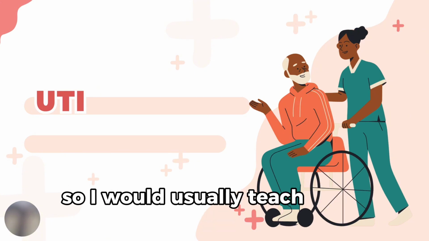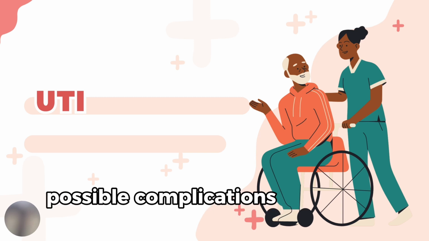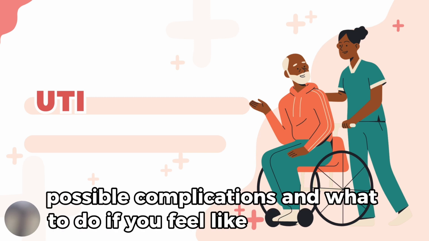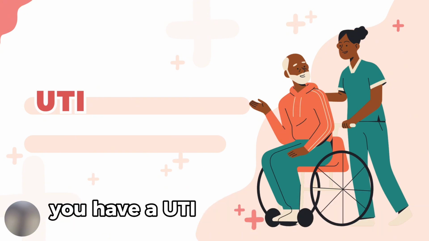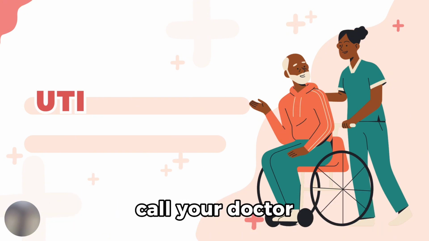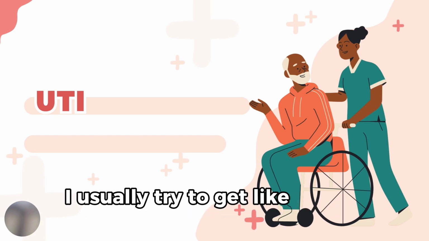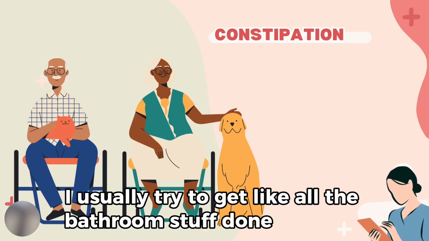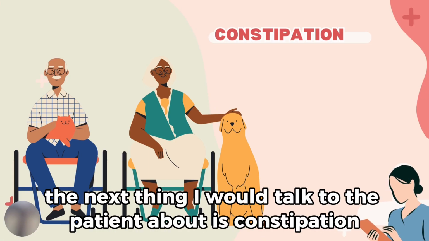So I would usually teach signs and symptoms, possible complications, and what to do if you feel like you have a UTI. If you suspect that you have a UTI, go to the hospital, call your doctor. All right. So that's it with UTI. The next thing, I usually try to get all the bathroom stuff done together. The next thing I would talk to the patient about is constipation.